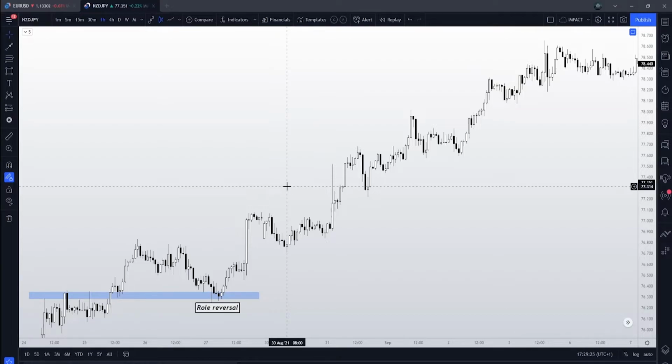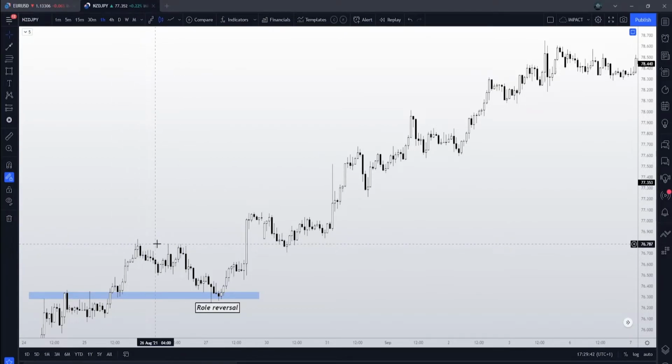Now role reversals are a very common pattern. It's found on most charts and it's really very simple. The reason why we use it is because we want a strategy that is repeatable, so we can extract consistent profits out of the market. Now role reversals happen over and over again. Let me show you. All we need to do is identify an area of resistance, as you can see here.